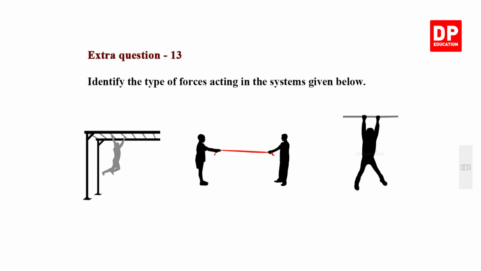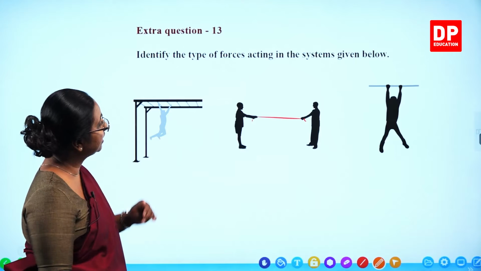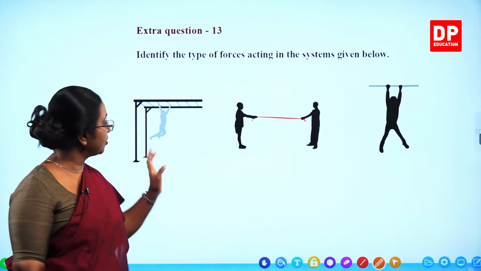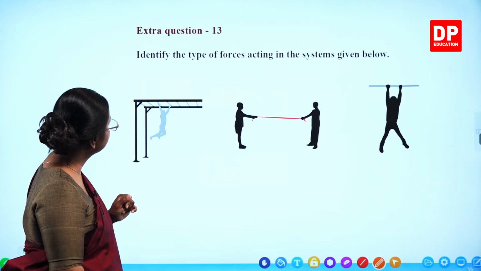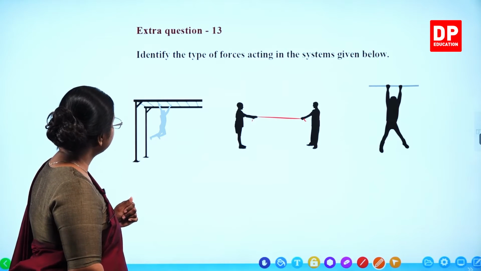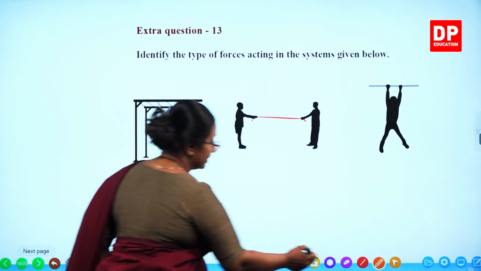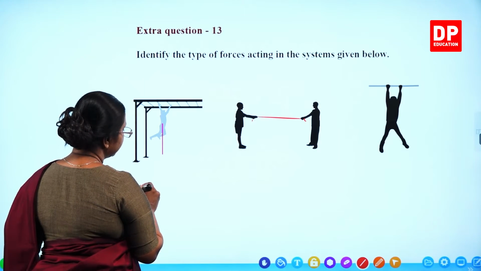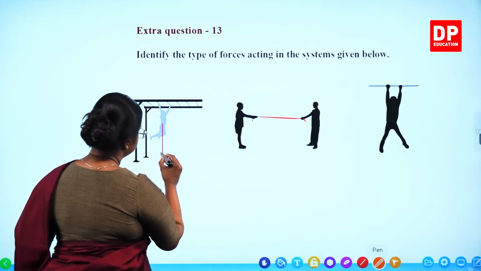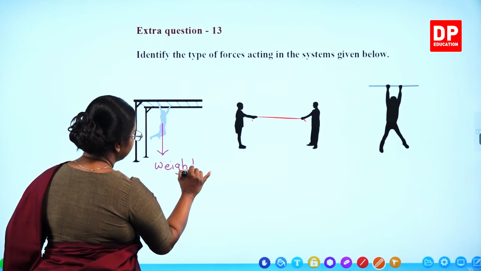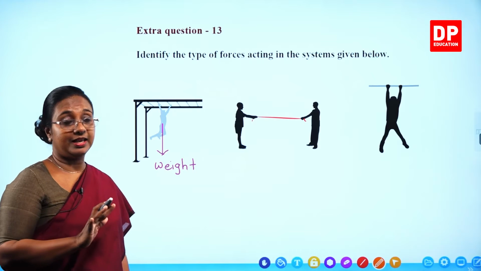That is extra question 30. Again, identify the type of forces acting in the systems given below. So, there are 3 systems. You all can see the first one, a person doing exercise. You know the monkey bars for exercise. But here, in this system, you can see the weight of the person will be downwards. Weight of the person will act downwards. That is always the case.